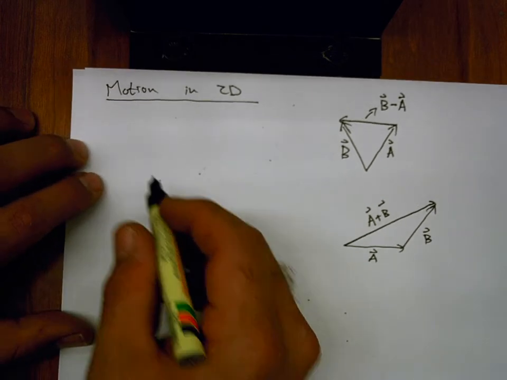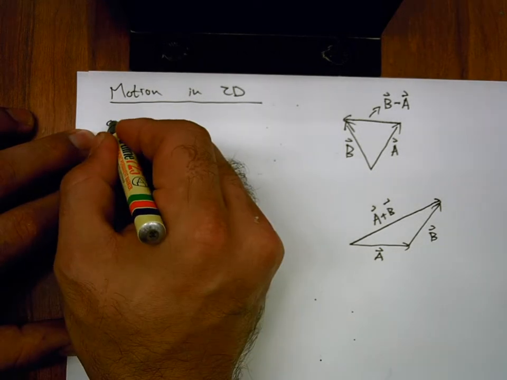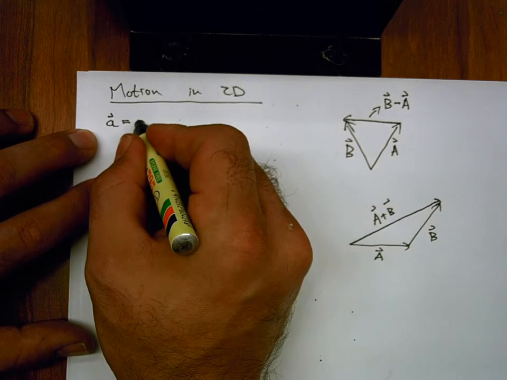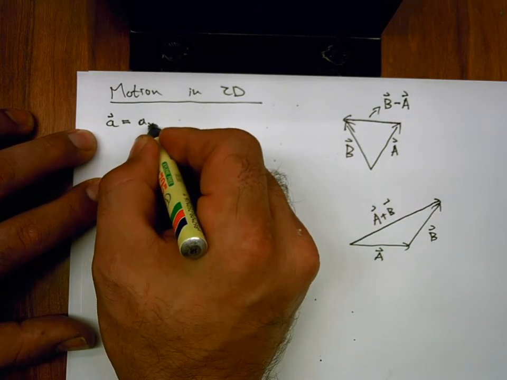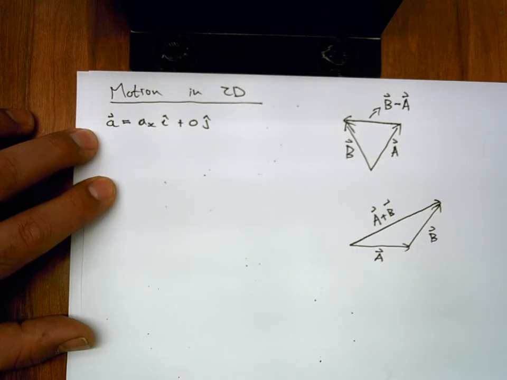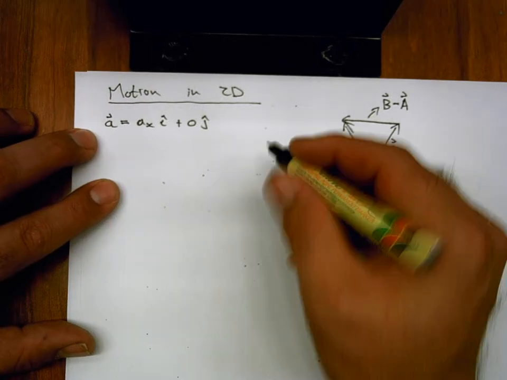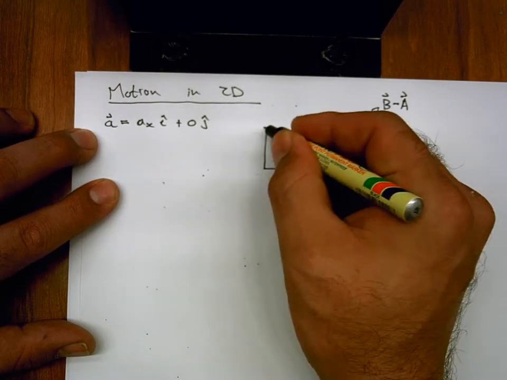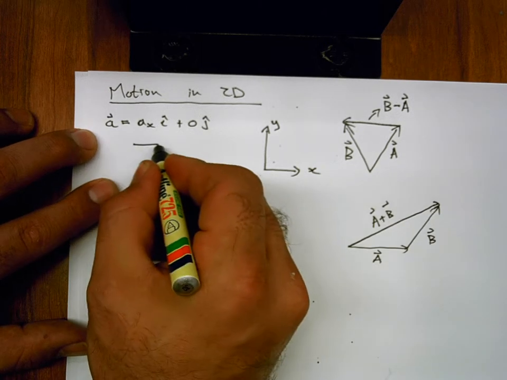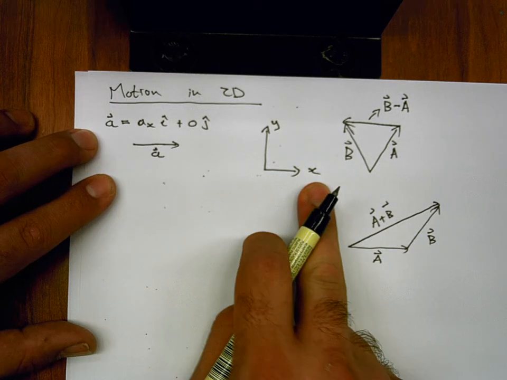Then we said, well, let's take any old example. Let's say we've got an acceleration vector that is equal to some sort of acceleration along x and no acceleration along y. So if I want to draw this, and if I set up an xy axis that it's always like this, it means my acceleration vector will look something like that. It's a vector pointing in the same direction as x.